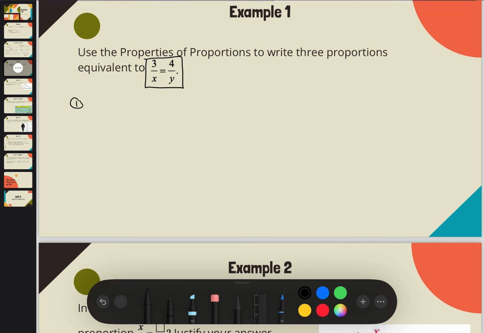Using property 1, how could I rearrange this? Hopefully you're trying it out. Well, I'm just going to set my reciprocals equal to each other. So x over 3 equals y over 4. That is my first property in use.